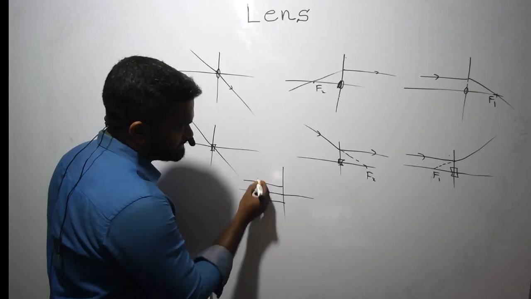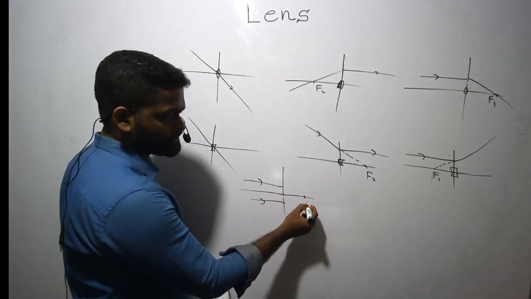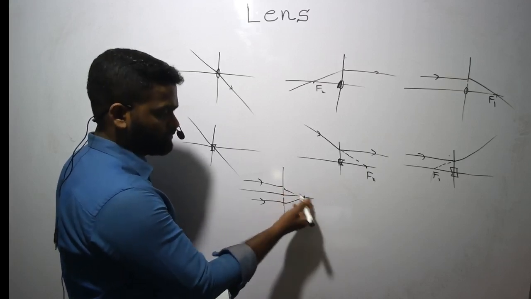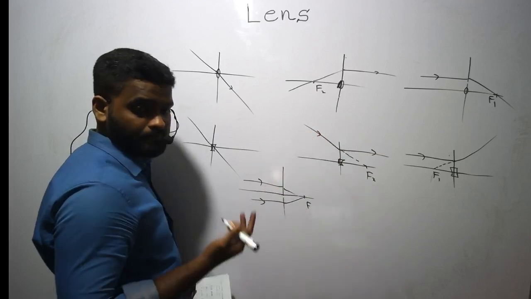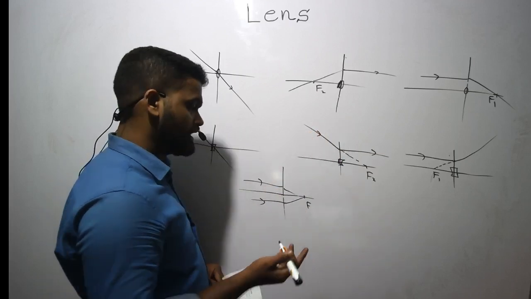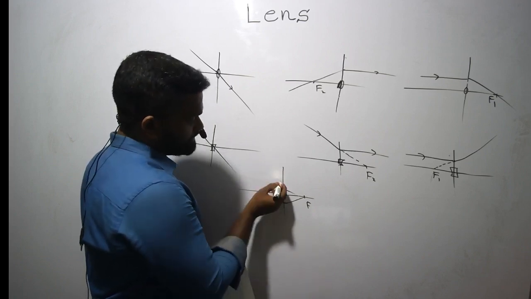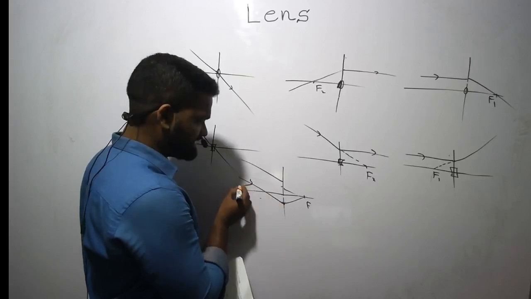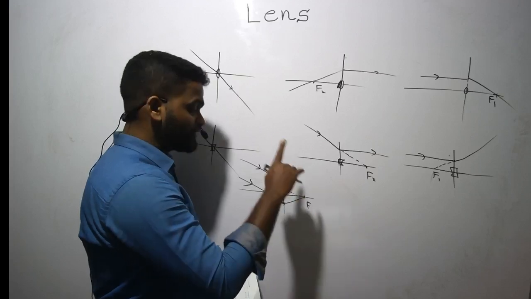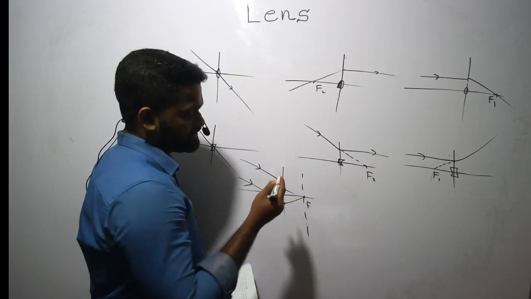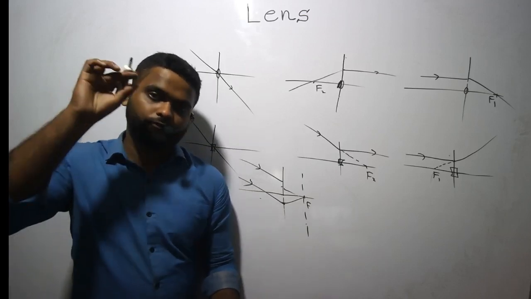So if you have a beam like this, parallel to the principal axis, we know that it converges to the focus. Or if it is a concave lens, it diverges from a focus. But the beam could be like this as well. It is still a parallel beam, but not parallel to the principal axis. So in that case, we'll need the concept of the focal plane, right? Write down the subtopic focal plane.